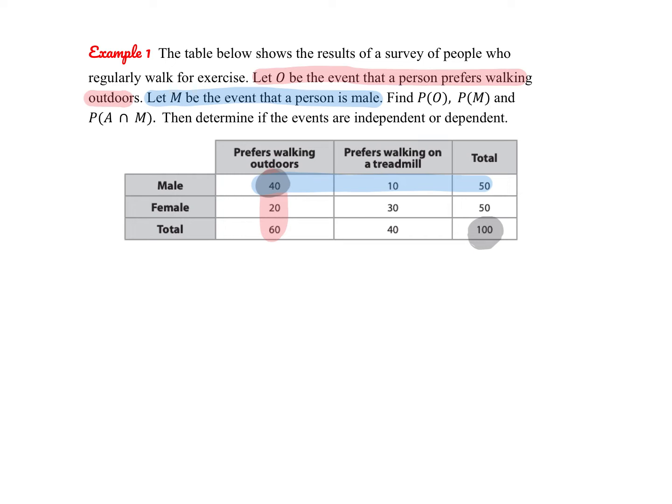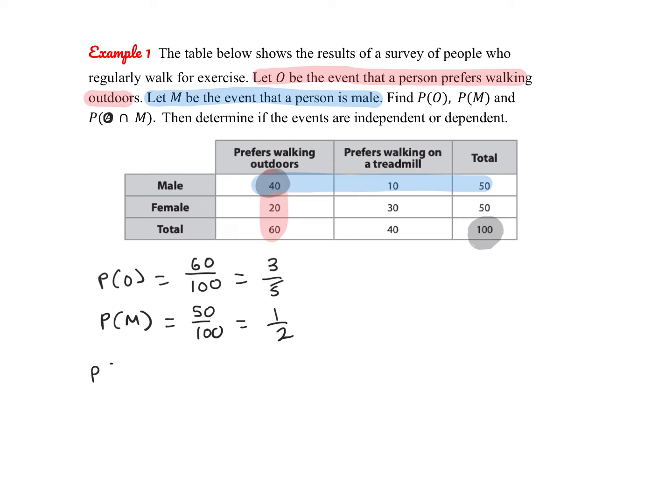So let's start by finding the individual probabilities. Let's find the probability that they prefer walking outdoors. So 60 people prefer walking outdoors out of 100. So that's 3 out of 5. Now let's find the probability that they are male. So there are 50 males out of 100, so it's 1/2.